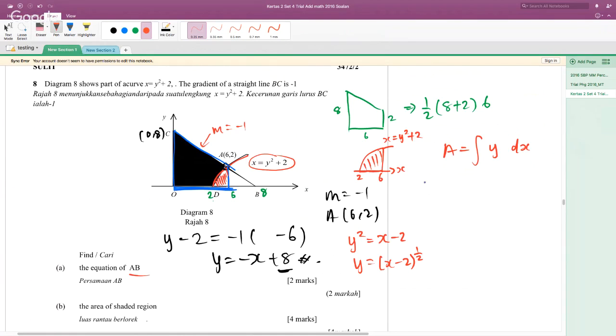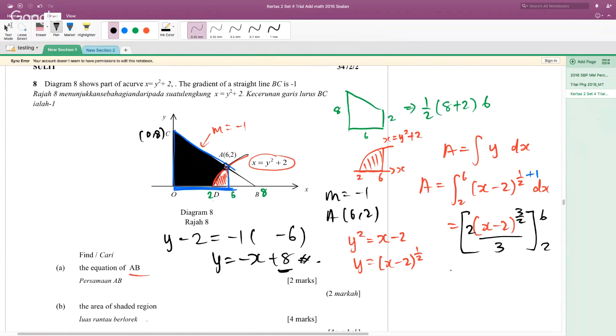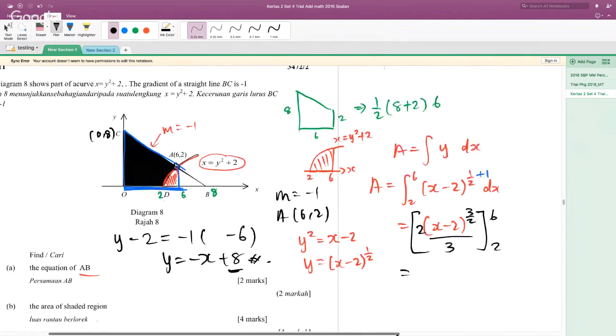Okay, since I have the range, from 2 to 6, and I have the equation, I will start to integrate. If I integrate this one, power plus 1, you have half plus 1, so basically you will get 3 over 2, over 3 over 2. The 2 I just bring up. You can write it at the bottom also, but then you need to bring it up as well. Then I just substitute, and then I get the value for it.